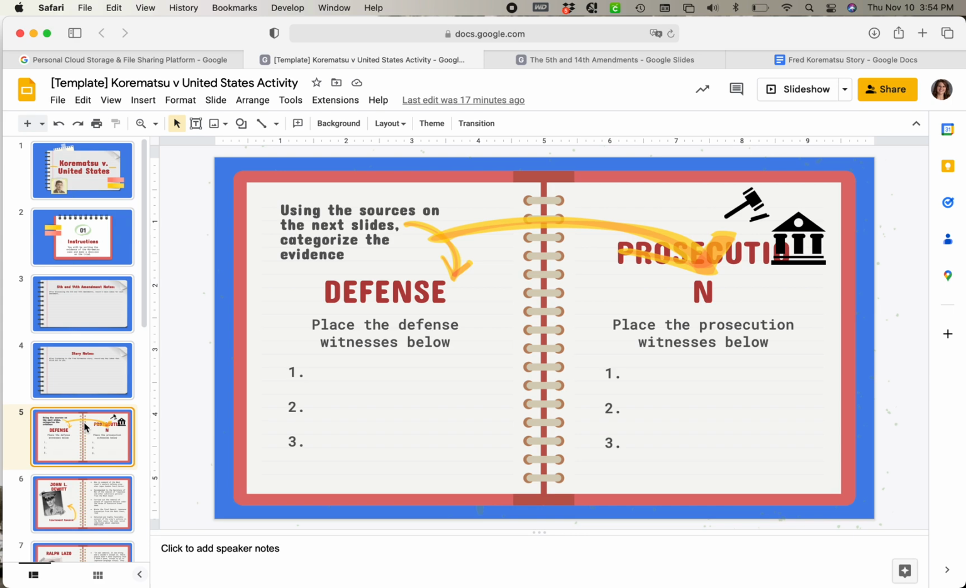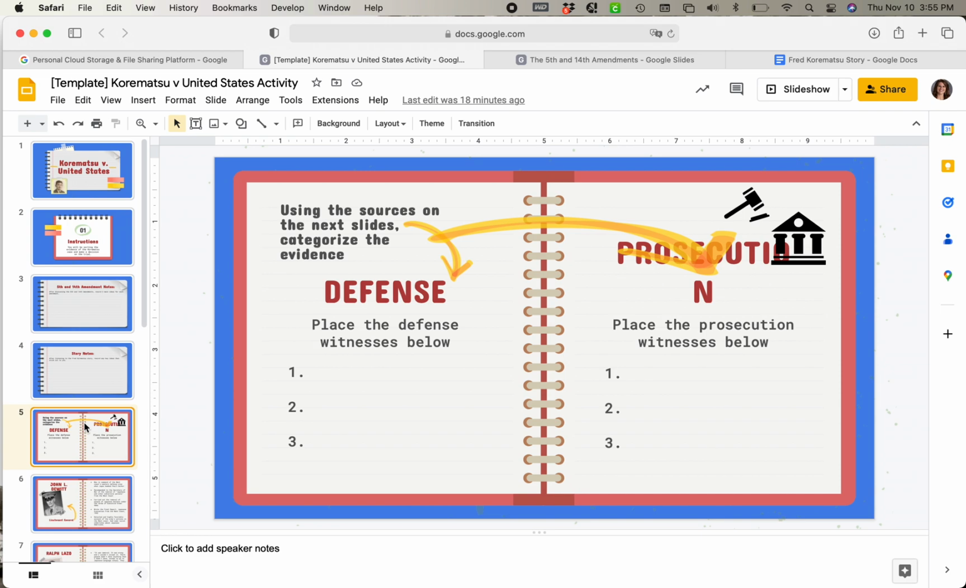Okay, so the defense is the ones who are defending Fred. So the defendant is Fred, and the defense are witnesses that would support Fred's side. The prosecution are the witnesses that would go against Fred. Those are the witnesses that the government would use to prove that he was guilty of violating Order 9066. So the government's trying to say, he's guilty of violating this order. He's considered a threat to the country, while Fred's trying to say, well, this order violates my civil rights as an American citizen because I never was put on trial and found guilty of espionage in the first place.